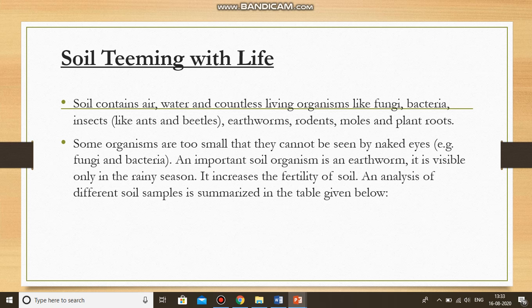An important soil organism is the earthworm. We call it the farmer's friend. It is visible only in the rainy season. It increases the fertility of soil.